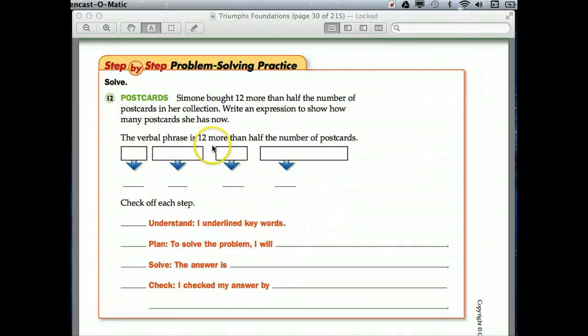Okay, we have one last step-by-step problem-solving practice we're going to work together. We are to solve something about postcards. Simone bought 12 more than half the number of postcards in her collection. So we are to write an expression to show how many postcards she has now. So what I'd like for you guys to do is first get together to try to write this verbal phrase, pause the video, and then in a moment you can start it back up and I will have the answers up for you.